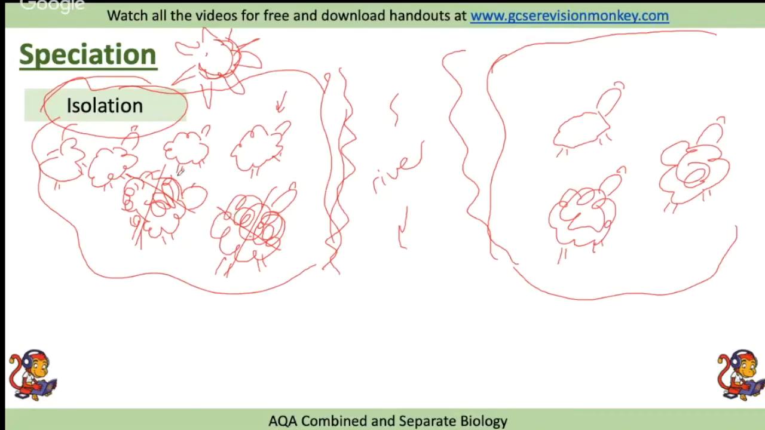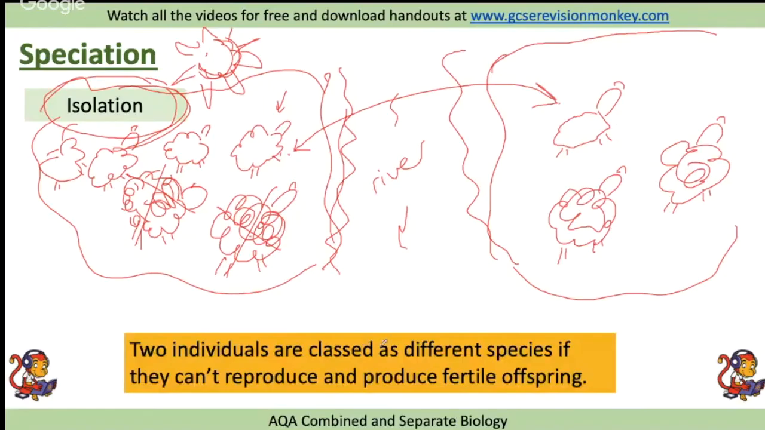So you could get a change where actually when these sheep were to meet again, it could be that they can't breed anymore because they're so different that they're actually now a new species. So if they're talking about making a new species, talk about natural selection that we talked about previously, but add in the word isolation. And if you end up making a new species, by definition, if two individuals are classed as different species, if they can't reproduce and produce fertile offspring, that's a key definition for what makes a different species.